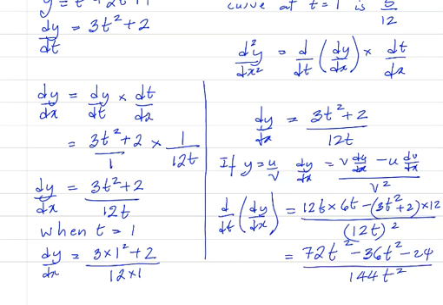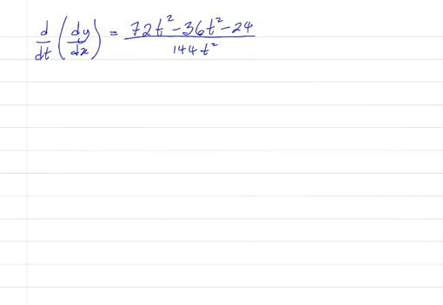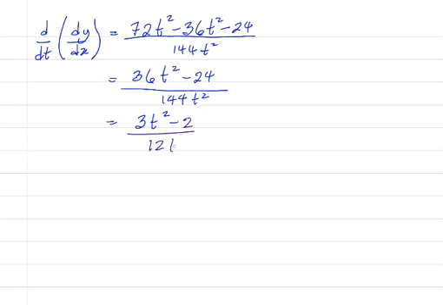All right, so if we continue on the next page, this would be equal to 36t squared minus 24 all over 144t squared. 12 is common, so if I divide both numerator and denominator by 12, I'm going to end up with 3t squared minus 2 over 12t squared.